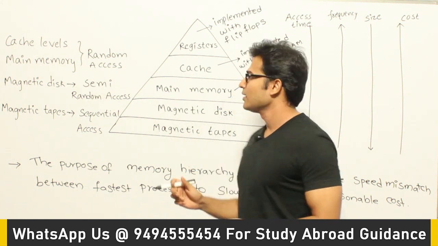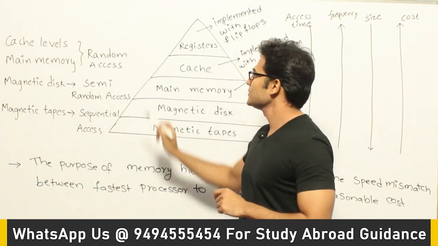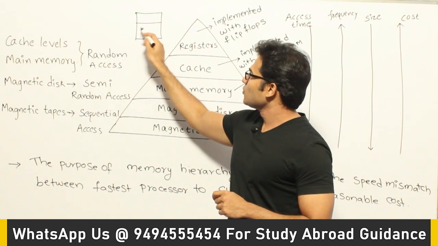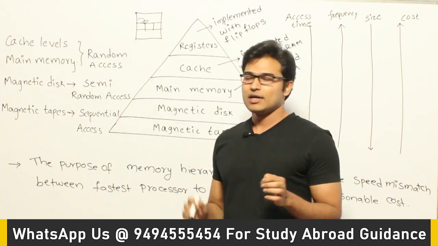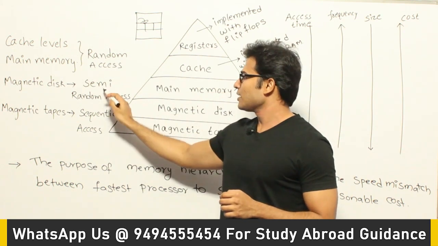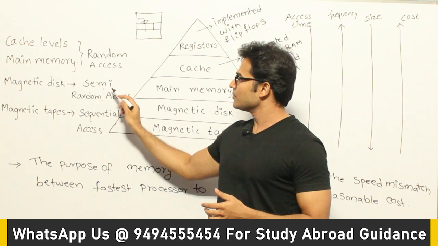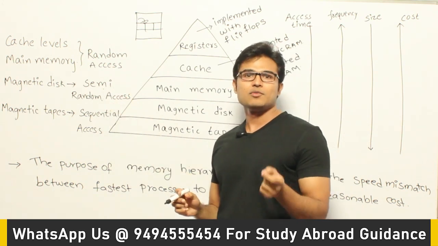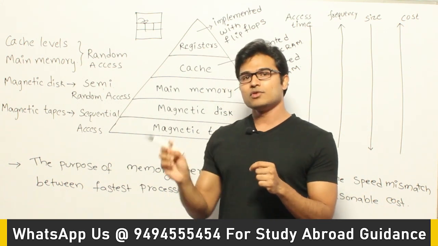Coming to cache and main memory, they are random access, which means that if this is the cache or main memory, you can go to any byte in this directly, right? But if you look at semi-random access, an example is the magnetic disk. Semi-random means you will not be able to go to every byte directly, but you will be able to go to some parts directly, and from there you might have to go sequentially.